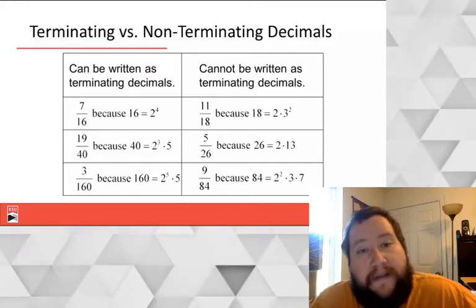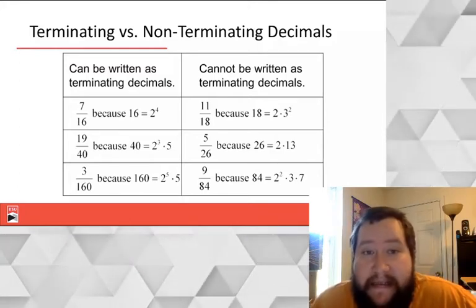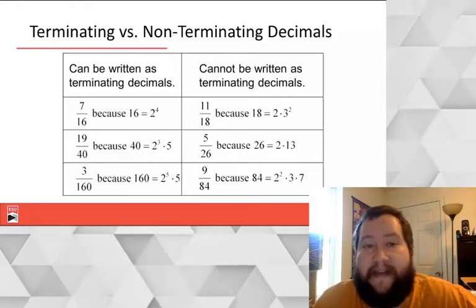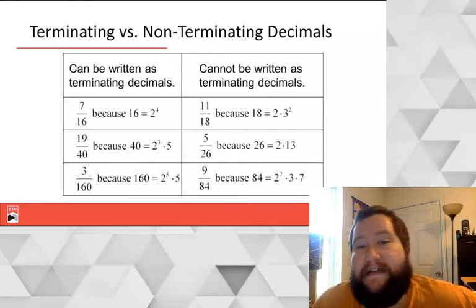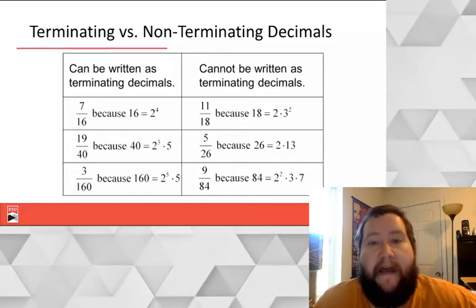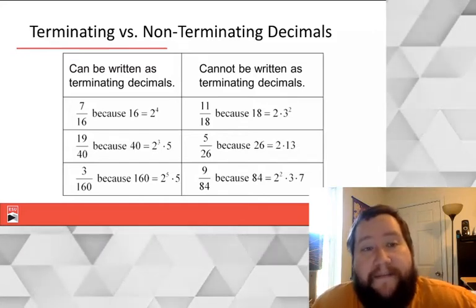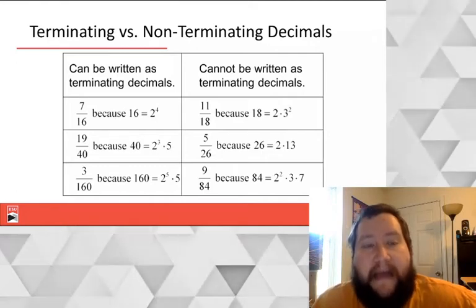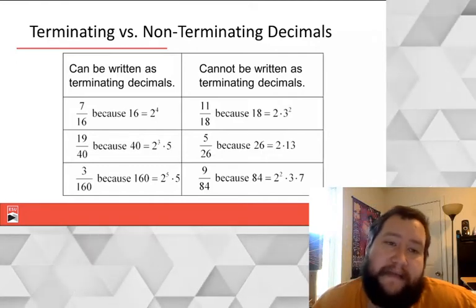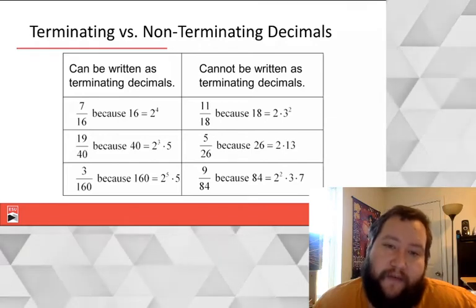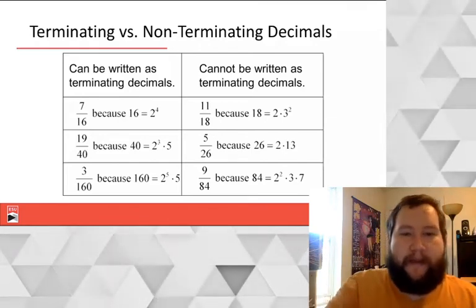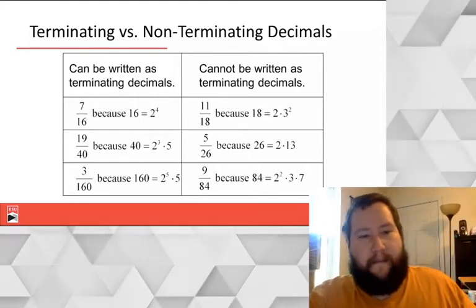But some that won't: 11/18, 5/26, 9/84. Because some of them have 3's or 13's or 7's. But for it to terminate, its denominator must be only powers of 2 or 5. And why is that? Well, let me bring up my writing.